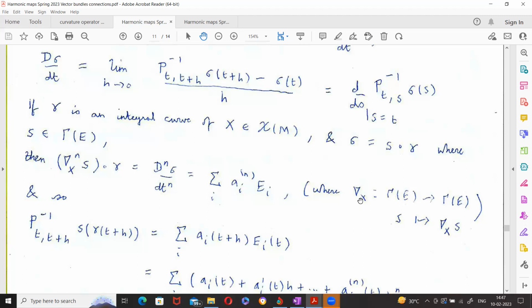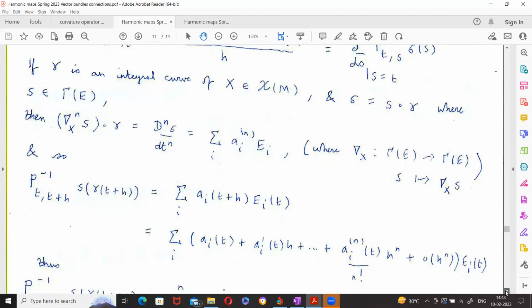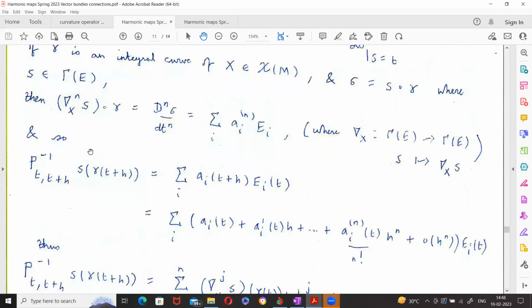So here nabla_X, I can think of this as a map from sections of E to sections of E. S goes to nabla_X of S, right? Okay. So this gives a linear map from sections to sections. And applying this n times to the section S along gamma is the same as differentiating the coefficients n times with respect to a parallel basis, E_i. So that will give us a Taylor formula as follows.